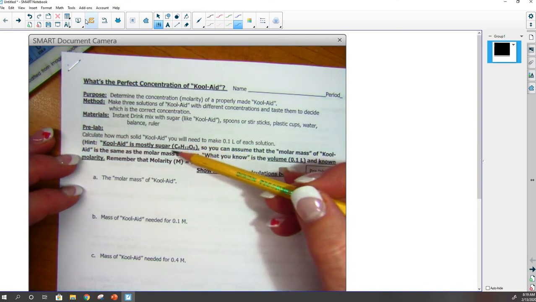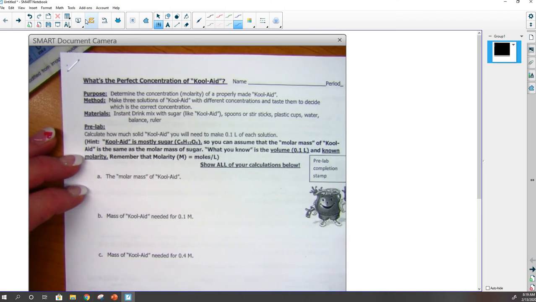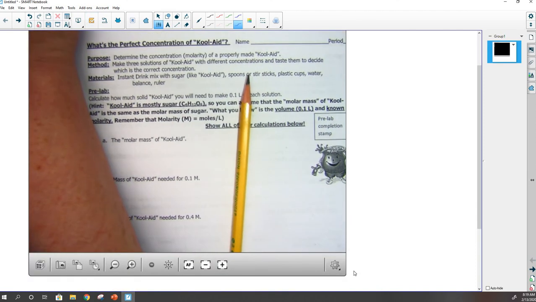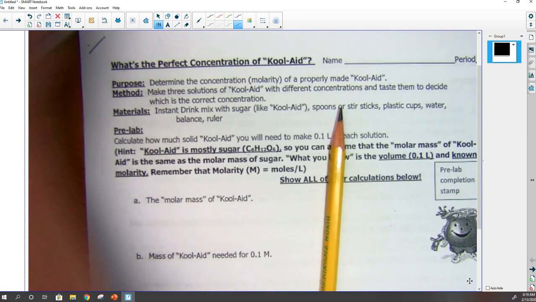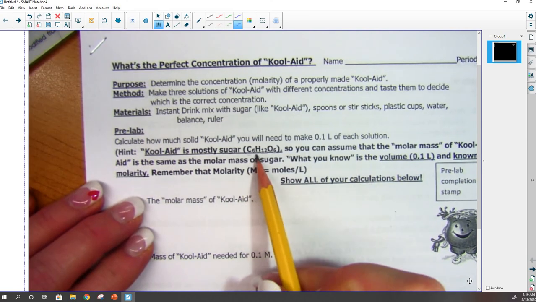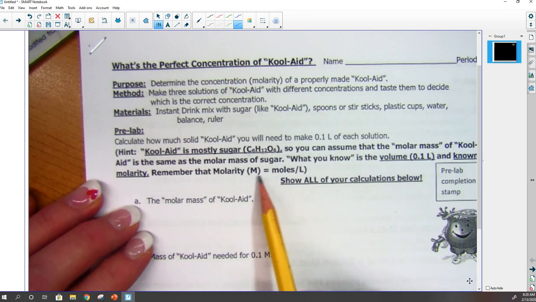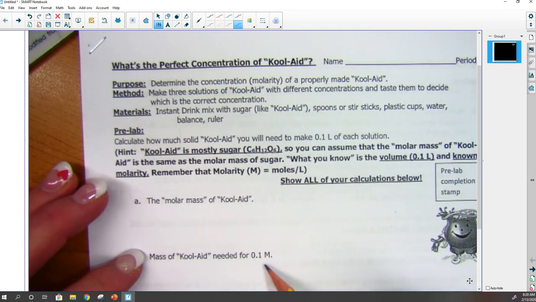Let me see if I can drag this bigger. You guys can barely see. There we go. All right. Sugar is basically C6H12O6. Okay. So we're going to figure out how much sugar we need to add to get certain concentrations.